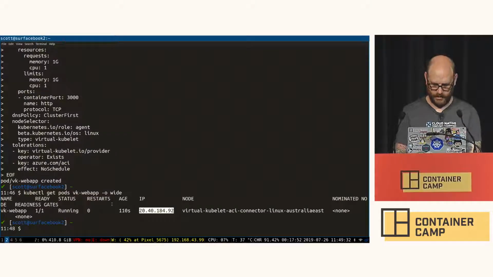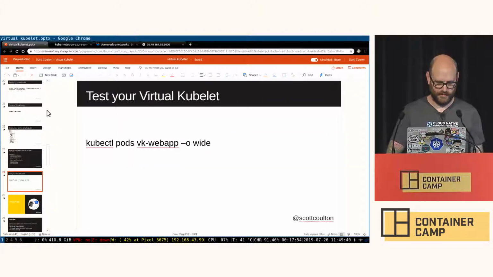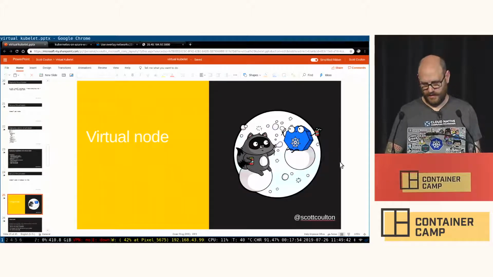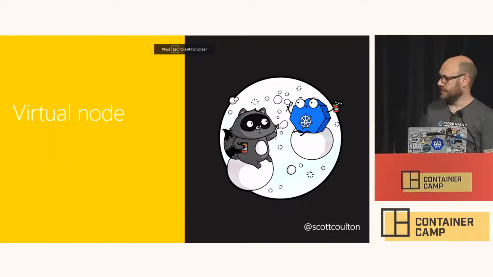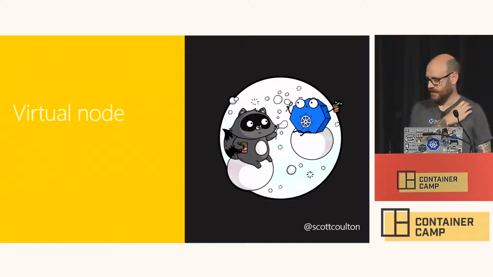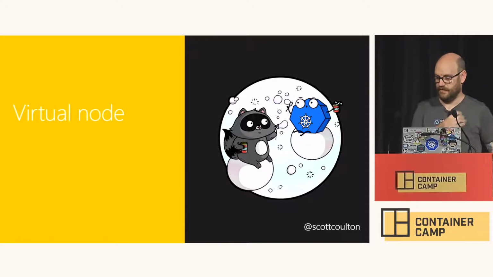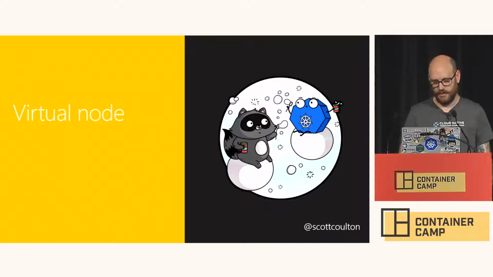I'll just change my, okay, I'm just switching my cluster now to a proper virtual node cluster. Okay, cool. So now we'll look at virtual node. This is the implementation that we've done in Azure. It's not too dissimilar to what Alibaba Cloud have done either, to get this up and running securely and allow this to be fully burstable.